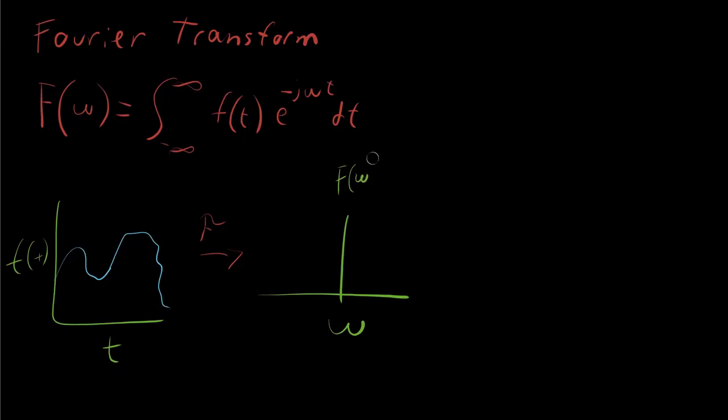But since it's complex, I would actually need a third axis here if I were to draw both. So instead, just for the purposes of this, we're going to draw the magnitude of that transform. So we're taking the magnitude of the complex number. And this is going to represent the magnitude of the Fourier transform at a particular frequency. And it's going to be symmetric across zero because you have positive frequency, which must be symmetric with the negative frequency.